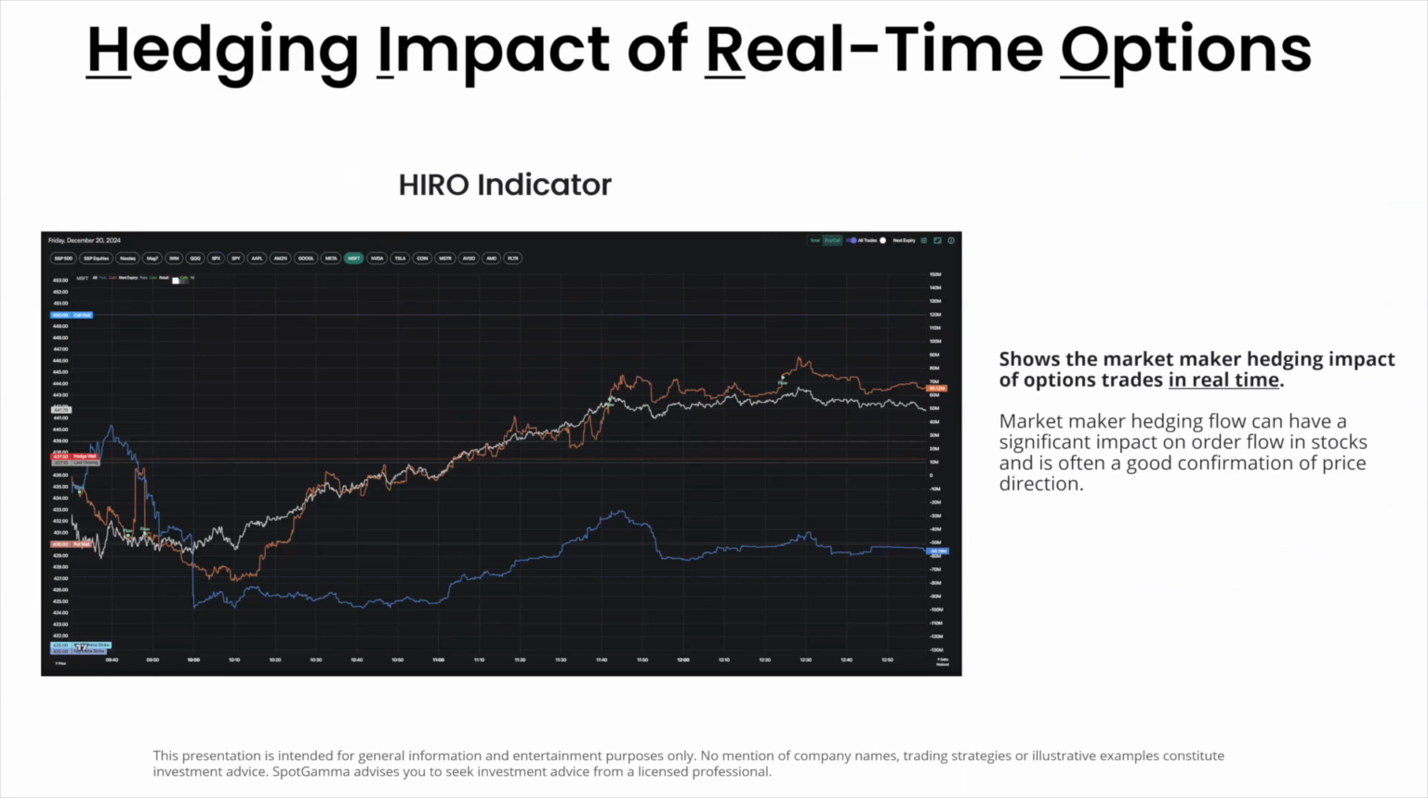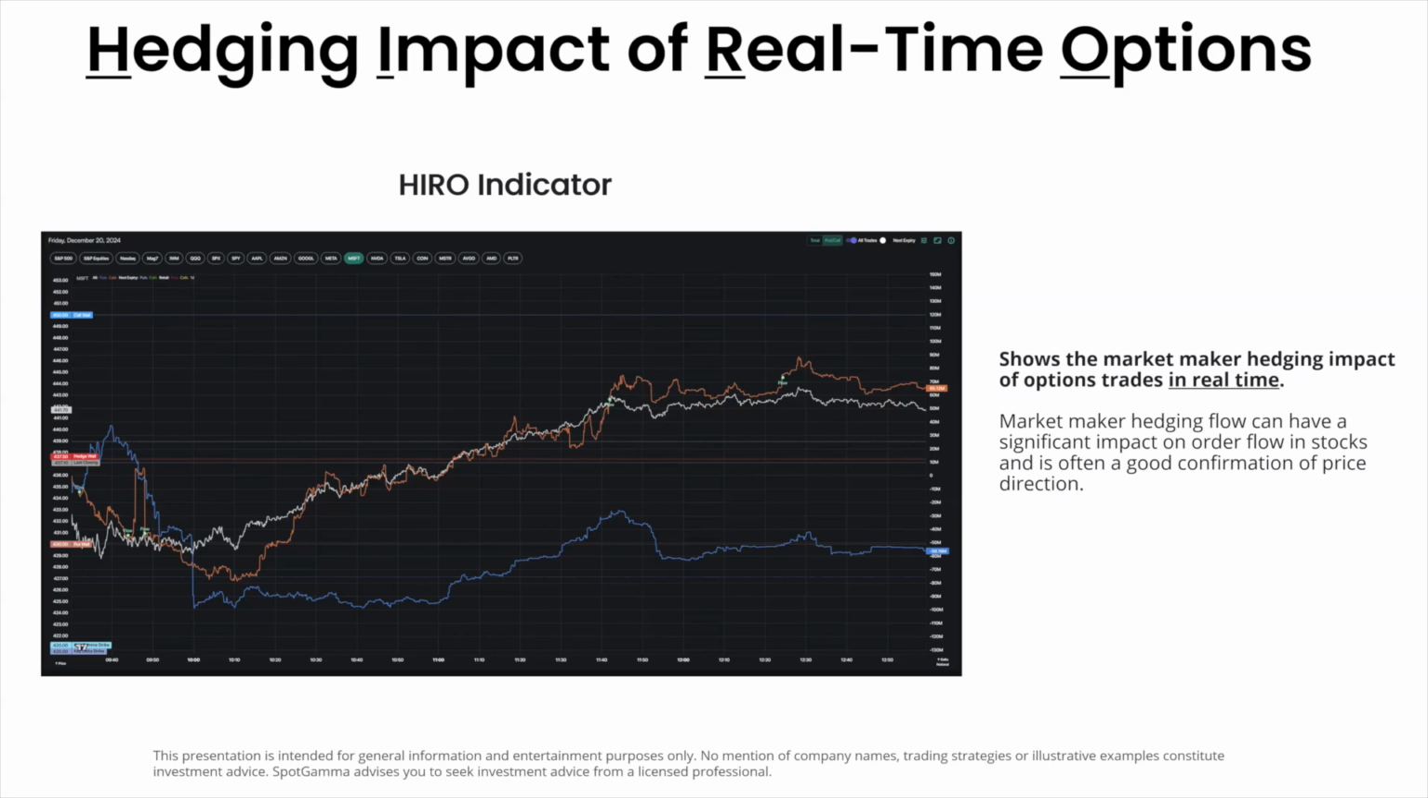The SpotGamma HIRO indicator shows the market maker hedging impact of options trades. It is also proprietary to SpotGamma and updated in real time. This chart is part of my execution process. Market maker hedging flow can have a significant impact on price. This chart shows calls and puts separately.